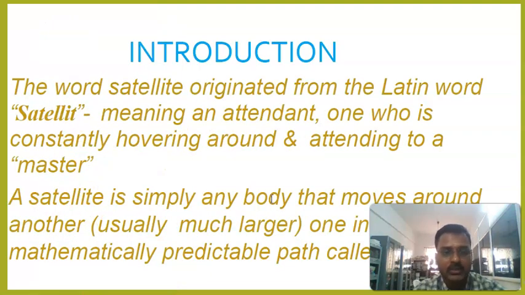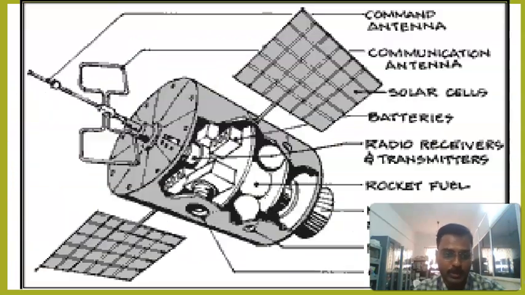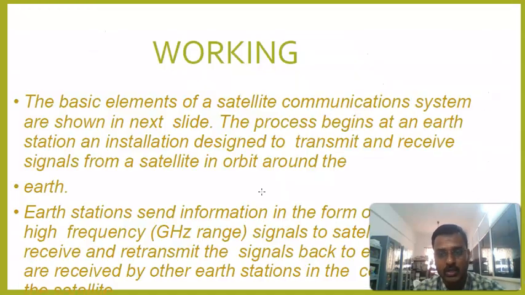Introduction. The word satellite originated from the Latin word satellite, meaning an attendant, one who is constantly hovering around and attending to a master. A satellite is simply any object that moves around another in a mathematically predictable path called an orbit. This is a sample diagram of the satellite. We have the command antenna, communication antenna, solar panel, and the battery.